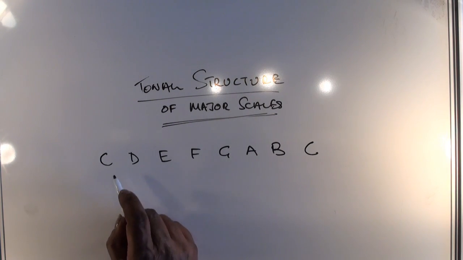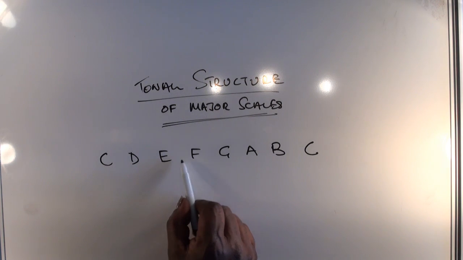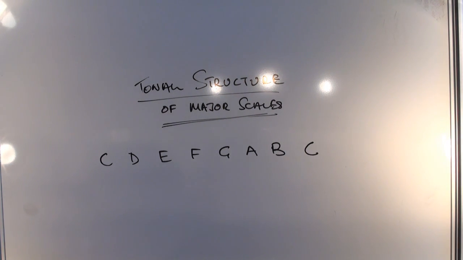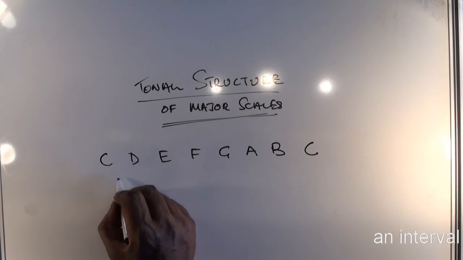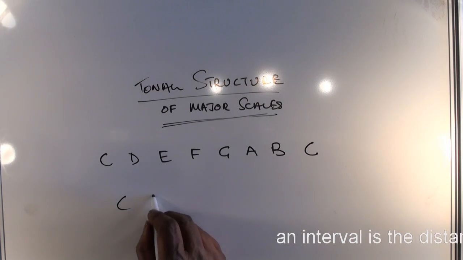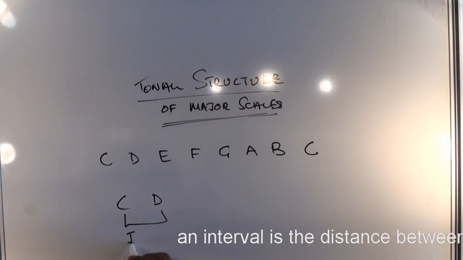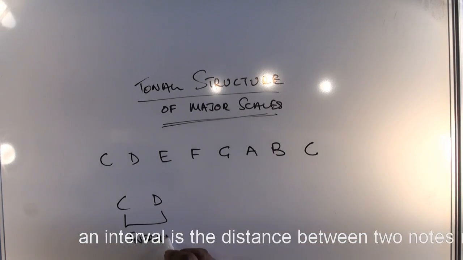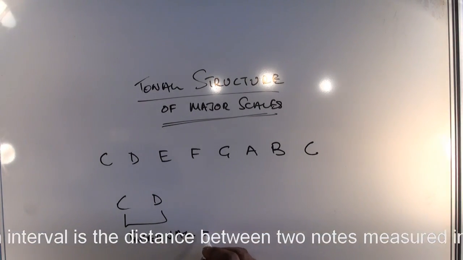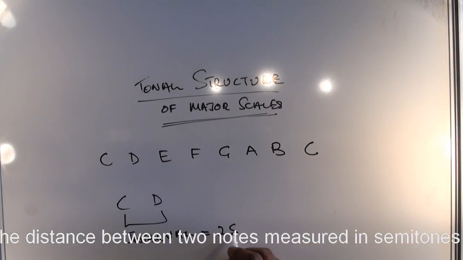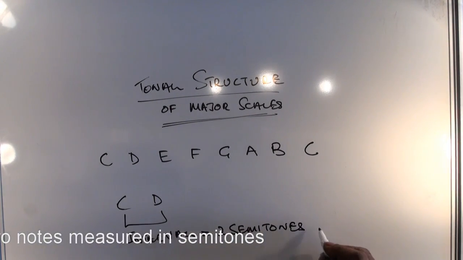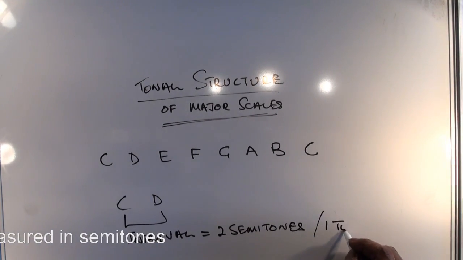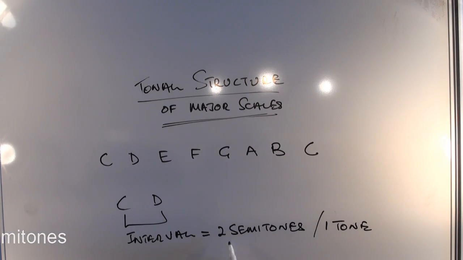Now, the gaps between each of these notes is called an interval. So C to D, the interval is equal to 2 semitones, or 1 tone, because 2 semitones are equal to 1 tone.